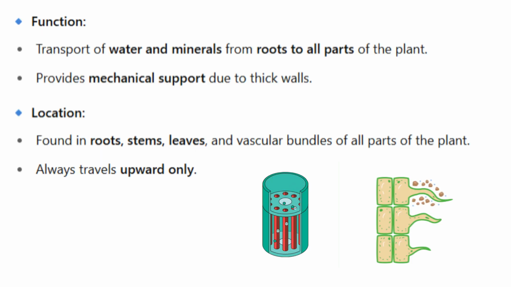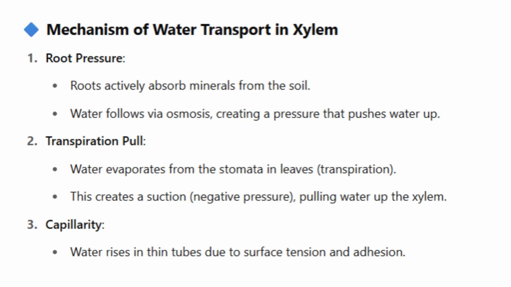Function. Transport of water and minerals from roots to all parts of the plant. Provides mechanical support due to thick walls. Location. Found in roots, stems, leaves, and vascular bundles of all parts of the plant. Always travels upward only.